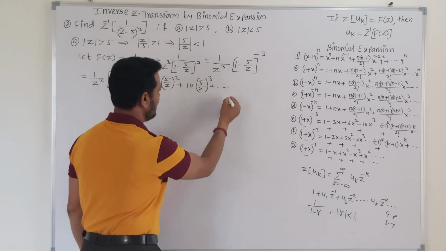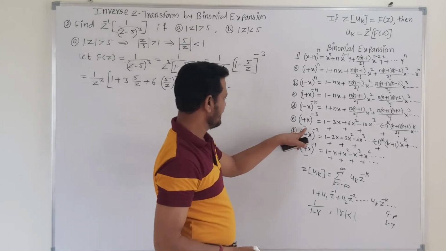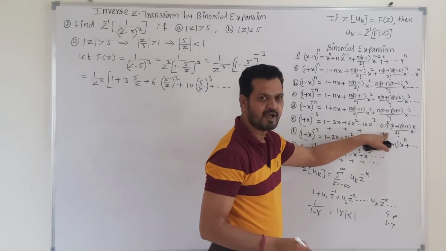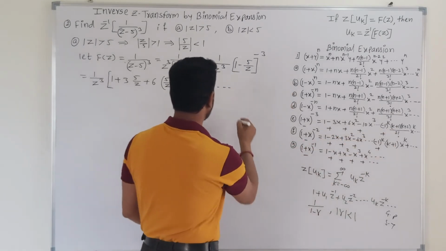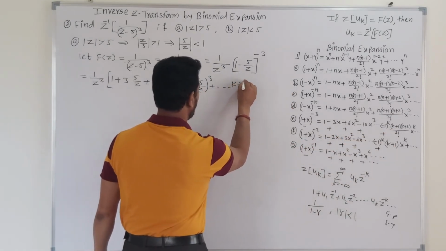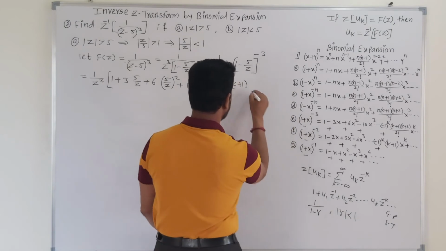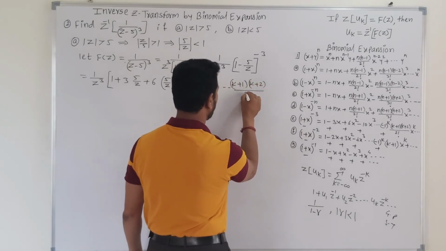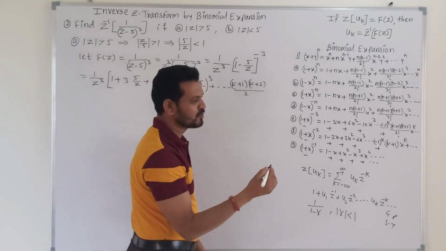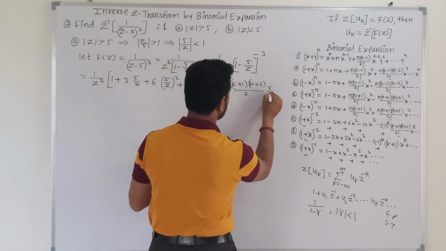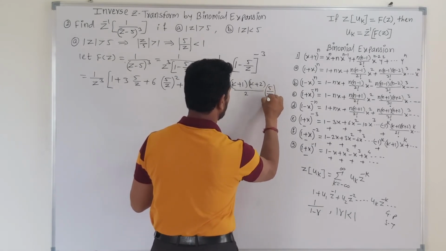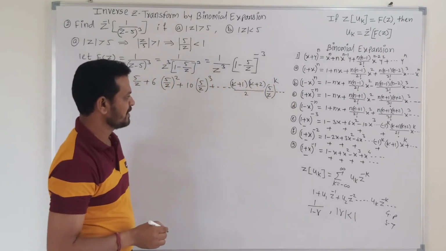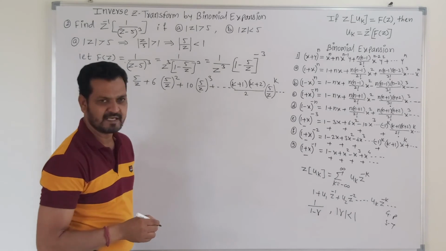and so on. In general, we can write, as the middle sign is minus, so in general we can write this as plus. Then this term is k plus 1, then the next term is k plus 2 divided by 2, into x raised to k. X raised to k means this is 5 by z raised to k, and so on. So such a type of expansion we are getting.